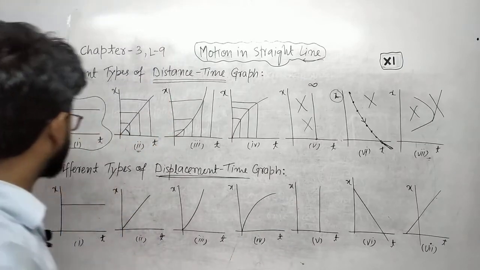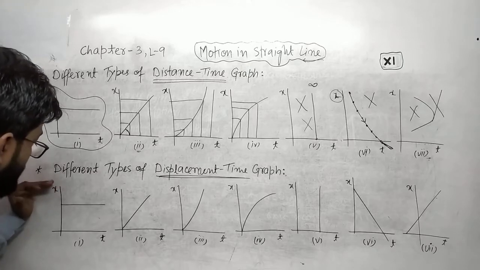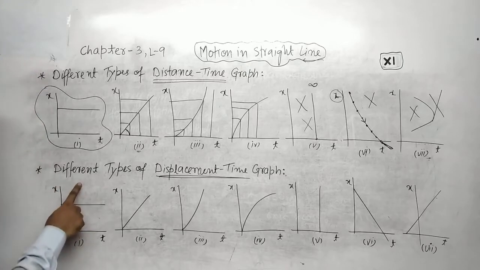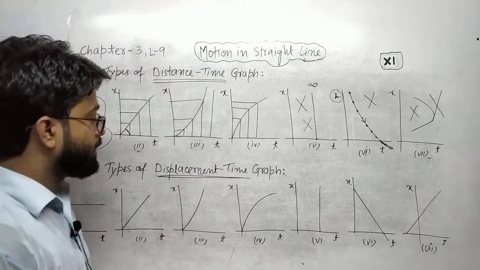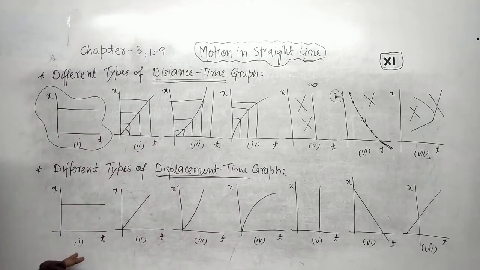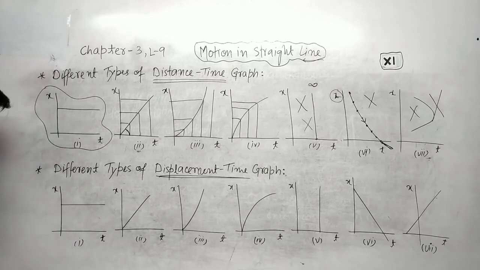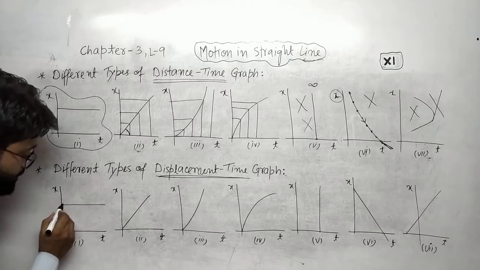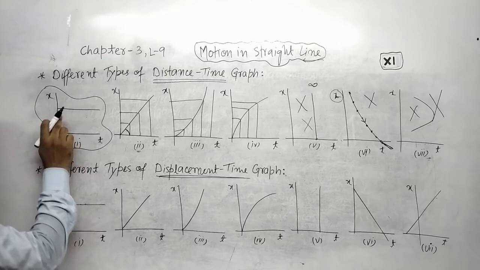Now let us move toward the second point of this discussion, that is different types of displacement-time graph. First graph that shows displacement versus time. That means here displacement is constant, means displacement is not changing here like that.